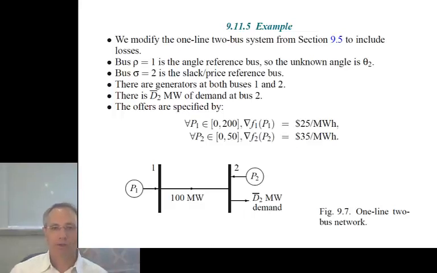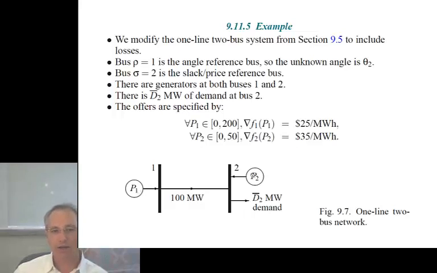Let's see an example. We're going to revisit the one-line, two-bus example from section 9.5. We're going to consider losses. Rho equal 1 will be the angle reference bus, so the unknown angle is theta 2 at bus 2. Bus sigma equal 2 is the slack bus or price reference bus, so we will be writing down the flows on this line in terms of the injection at bus 1.